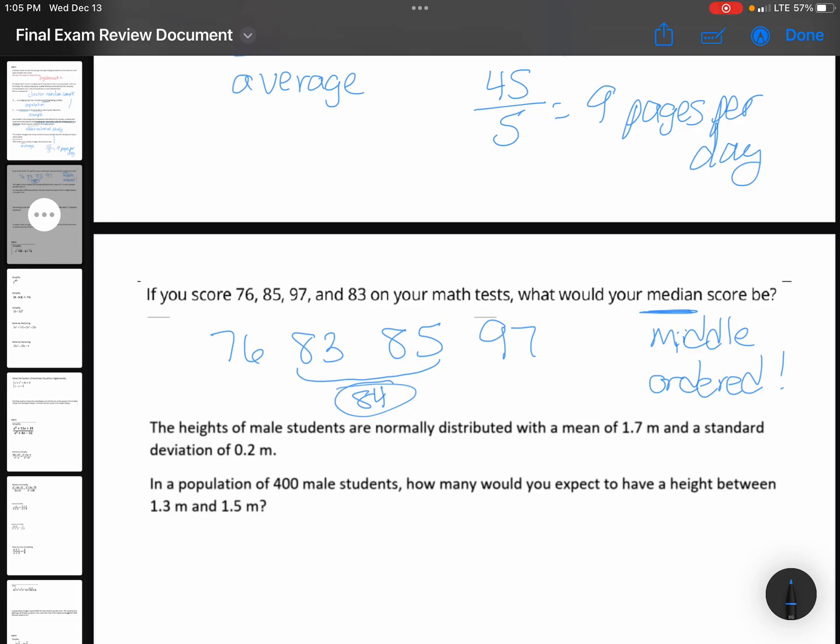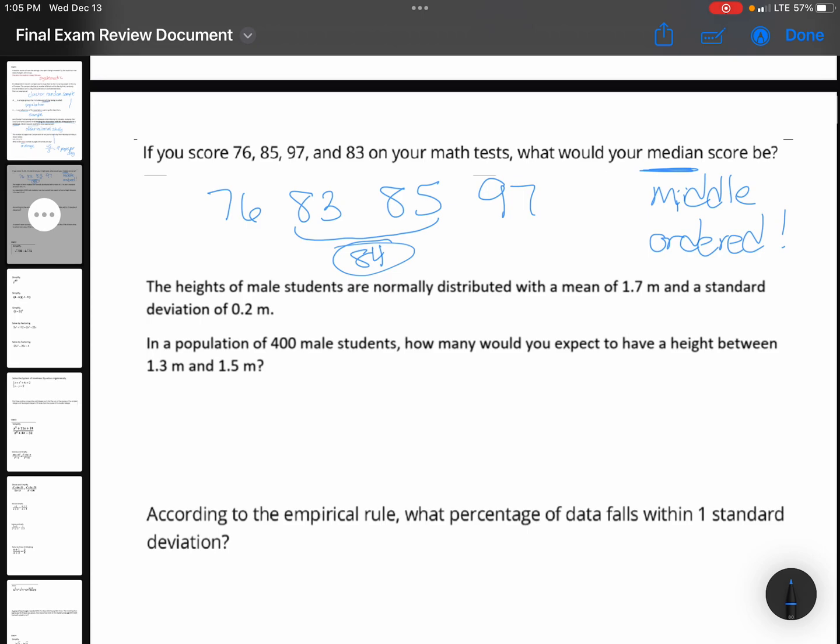All right, the next question says the heights of male students are normally distributed with a mean of 1.7 meters and a standard deviation of 0.2 meters. In a population of 400 male students, how many would you expect to have a height between 1.3 and 1.5? So a lot of information here. Normally distributed. That means it follows that bell curve.